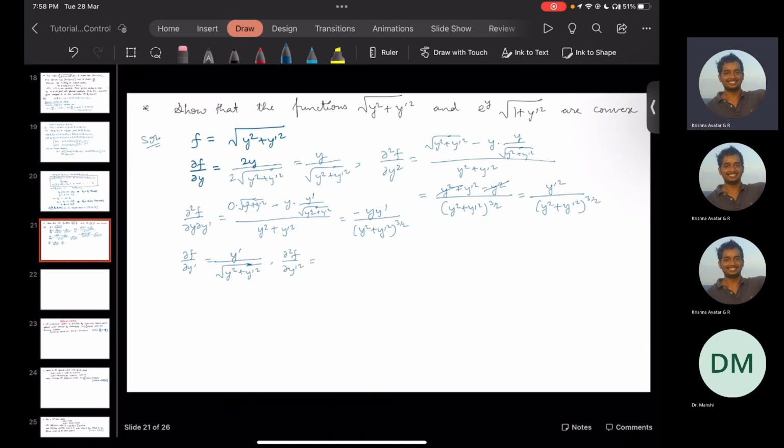And this will be very similar to the other problem. So here I'll just call it y squared divided by y squared plus y prime squared, to the power 3 by 2. Now let's go by the conditions one by one.